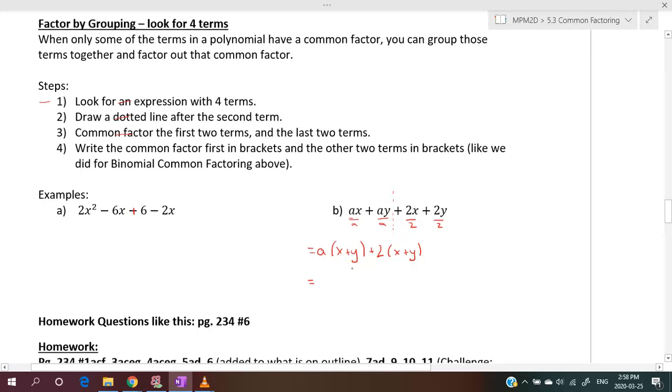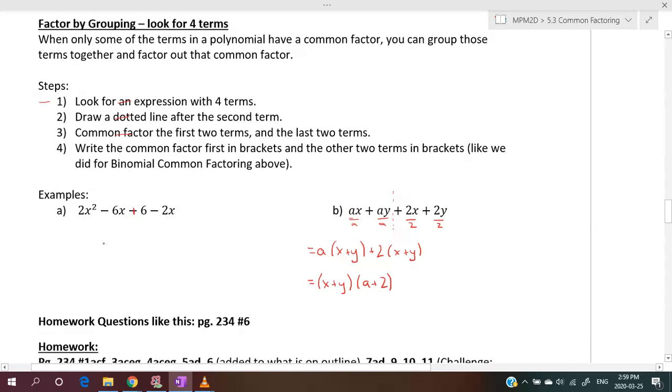So what we can do is factor again, factor that x plus y out of both of those terms, and we'll be left with a plus 2. Again, if this looks like some sort of magical math that doesn't make any sense, if you use FOIL to expand this factored expression and simplify it, you'll end up with exactly that. It totally works. It's weird, but it totally works.